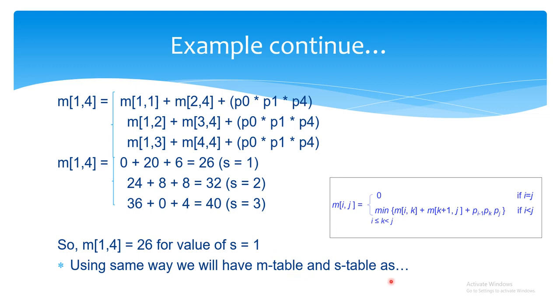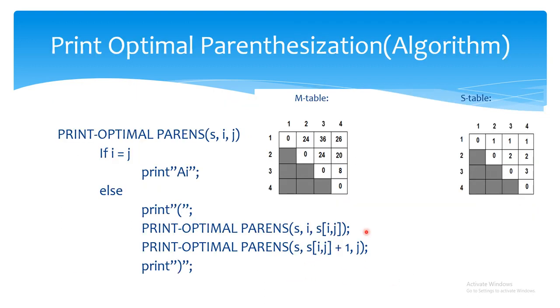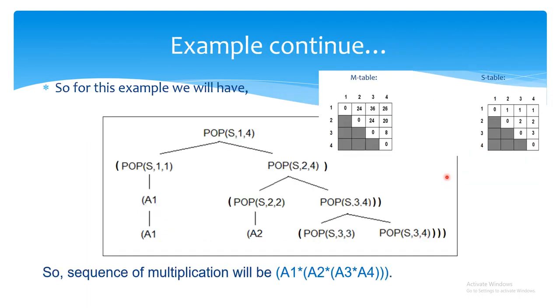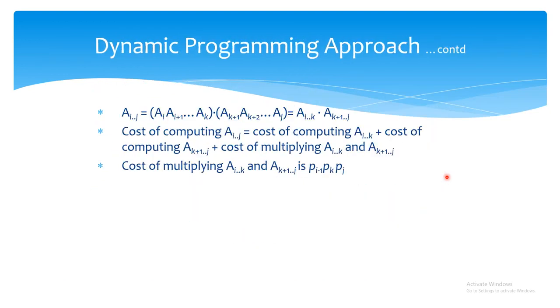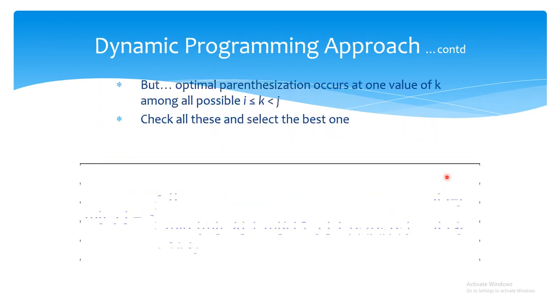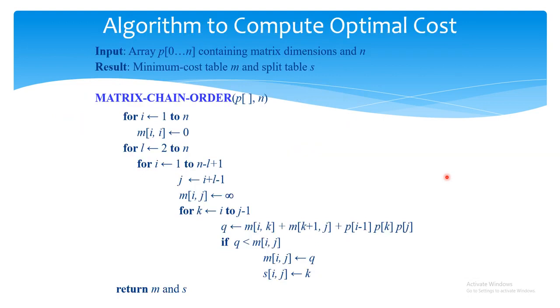So once your M table and S table are ready, this is your M table, this is your S table. There is an algorithm to calculate this M table and S table, so let us quickly go through that algorithm first, and then we'll come back here. So this is what we have done.